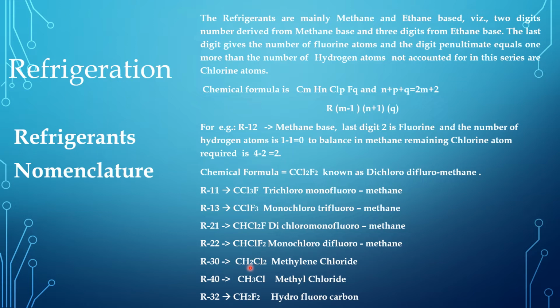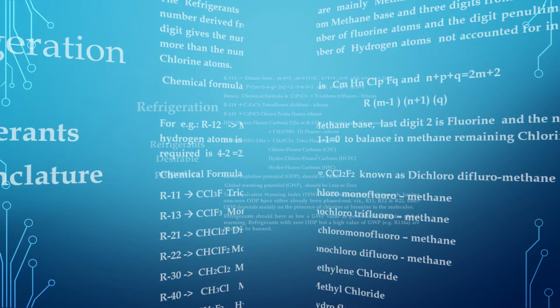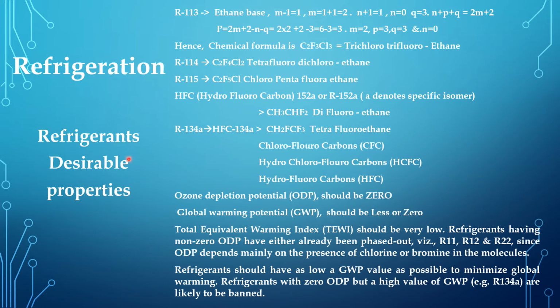Then R30 is also used in some industries, CH2Cl2, methylene chloride, and R40, CH3Cl, methyl chloride. All these are banned in the US and European countries. In India, some refrigerants are still used, which will be banned soon. Then R32, CH2F2, hydrofluorocarbon, is now in use. You can see refrigerant nomenclature and desirable properties also.